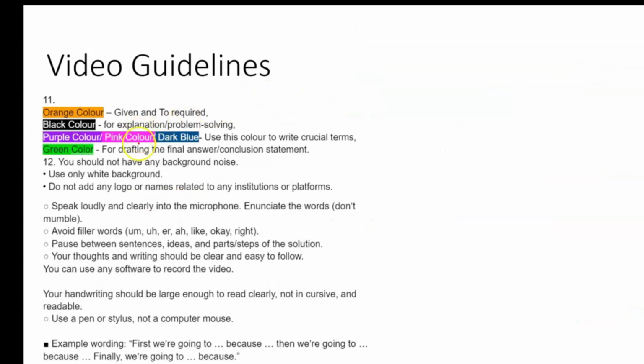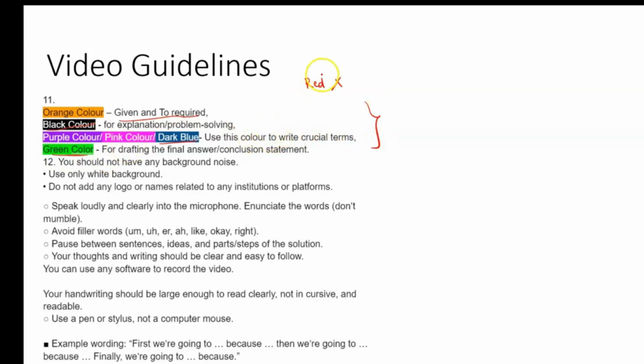Next, is there a specific color guideline which we have provided? For given and required, you need to use the orange color. For explanation and step-by-step solution, you can use black color. For crucial terms, or if you need to make it attractive, you can use purple, pink, or dark blue color, but do not use red color. Red color is not recommended. Rest you can use any color, and the final answer should be in green color. That's all we want in the color thing.